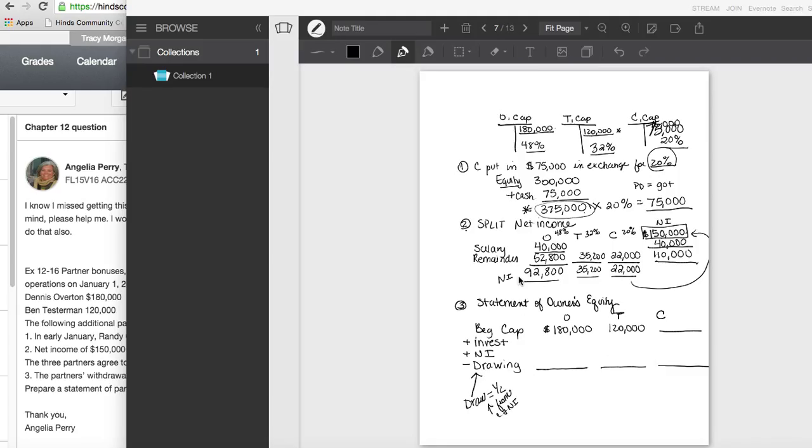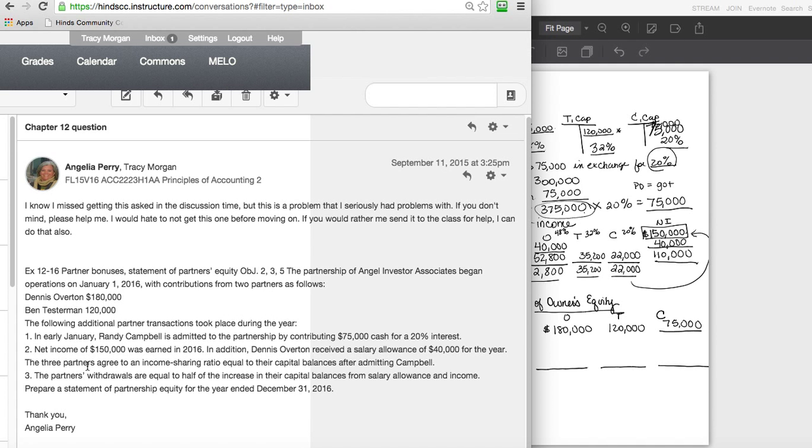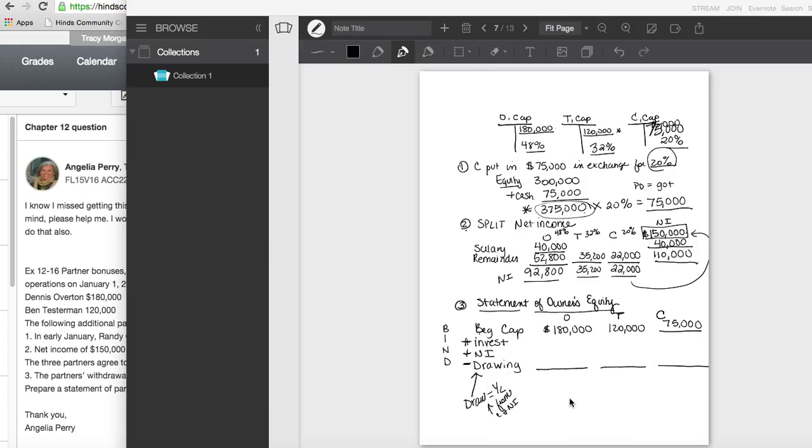Okay? Then you're going to create the statement of owner's equity. The formula for the statement of owner's equity is beginning capital plus investments plus net income minus drawing. I have some Accounting 1 students that like to remember it this way. BIND is the formula. So the beginning capital for C is $75,000. It doesn't tell us that anybody made an additional investment. It actually says that early January, Randy added that money, so it could be in Cengage that this would be a 0 and the 75 would be here under additional investments. I'm not sure about that because I'm not looking at Cengage right now, but it goes in one of those 2 spaces.